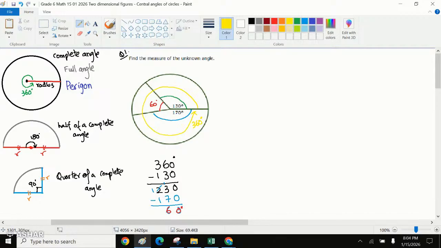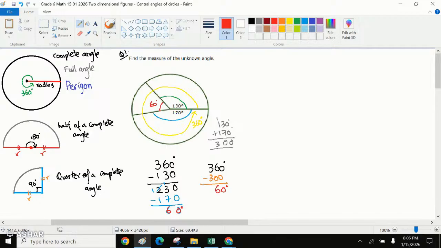Yes, and 230 minus 170 would be 60, right? Or what you can do is you add the angles first. 130 plus 170: 0 plus 0 is 0, 3 plus 7 is 10, carry 1, this is 300, right? That means the sum of the angles was 300, and we subtract directly 300 from the answer, and we get 60 as the remaining value, right?